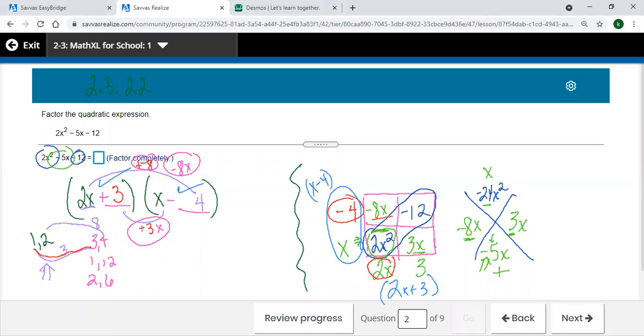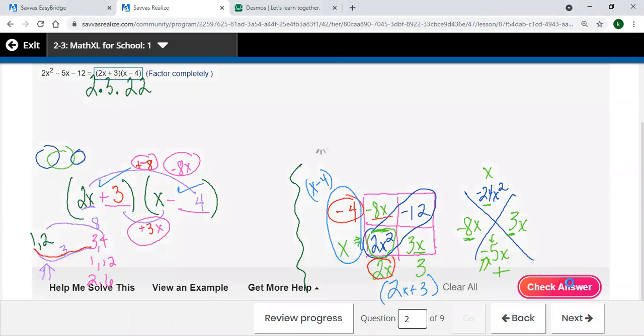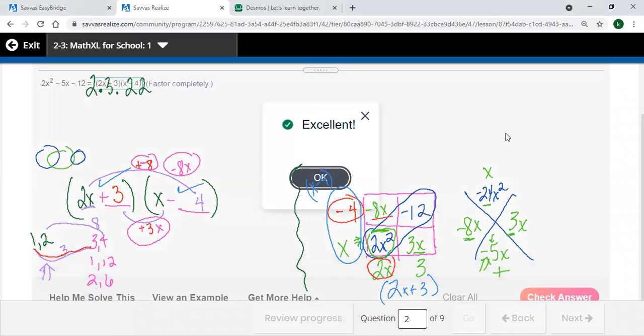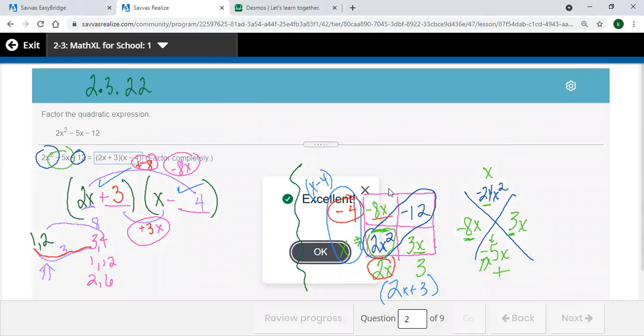But there's at least two methods you can use to figure these out. I like the one on the left a little better myself, just because, again, it feels a little faster. 2x plus 3 and x minus 4. And let's see how we did. If you don't like those methods and you still want another method, sometimes you can find the factoring by grouping, just Googling on YouTube if that's what you've learned before and you need to review that. So good luck, everybody.